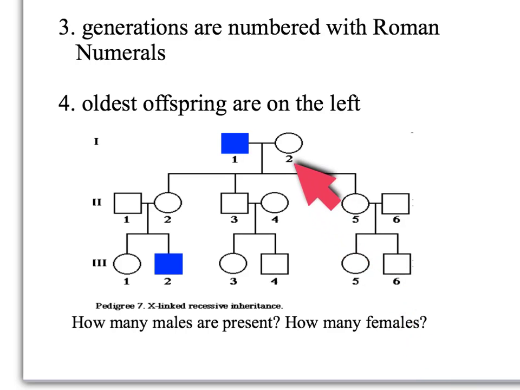Okay, so I have 1, 2, 3, 4, 5, 6, 7 females. I have 1, 2, 3, 4, 5, 6, 7 males. And I have 2 males, like I said before, that are affected with the trait that we're going to be looking at.